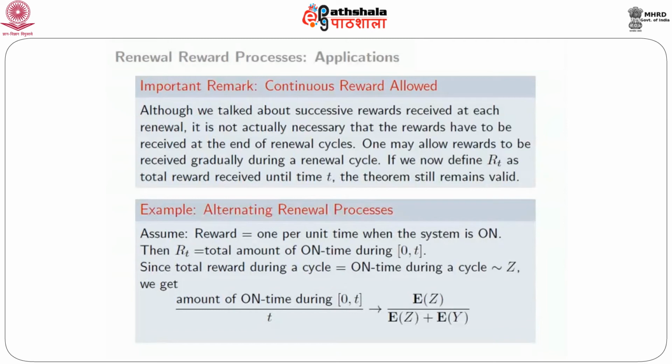Applying this result, we are now able to show that the amount of on time during 0 to t divided by t, that proportion, converges to E[Z] over E[Z] plus E[Y]. Now this is not so unexpected or surprising. As t grows, the proportion of time, out of the whole time, that the system was in the on stage, in the long run becomes expected on time divided by expected length of the cycle.